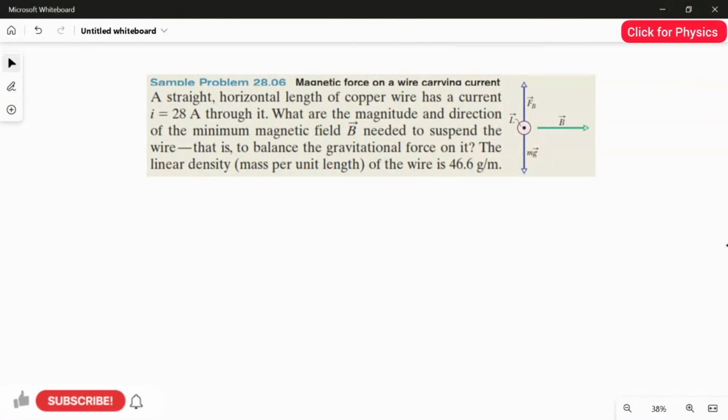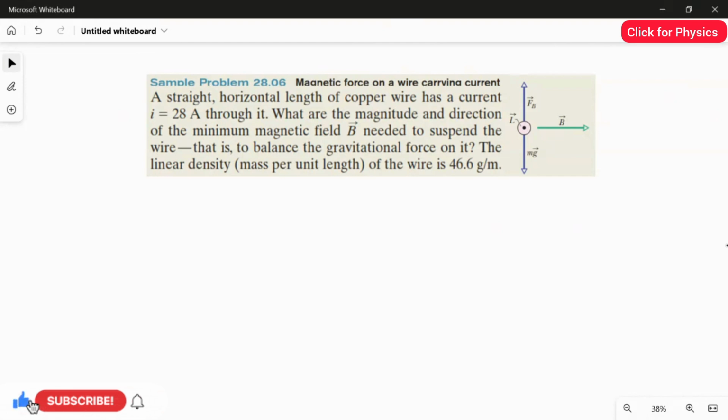Sample problem 28.06. A straight horizontal length of a copper wire has a current I equal to 28 ampere through it. What are the magnitude and direction of the minimum magnetic field B vector needed to suspend the wire, that is, to balance the gravitational force on it? The linear density, which is nothing but the mass per unit length of the wire, is 46.6 gram per meter.